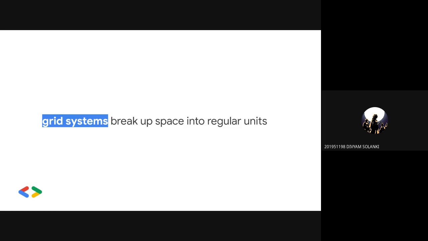Let's move on to the next topic, which is grid system. Okay, so what is grid system? Grid system basically breaks up space into regular units. So you can say that they're dividing the information on a web page into some chunks, right? So let's move on. Okay, so what do grid systems do? They provide clarity, efficiency, economy, and continuity.